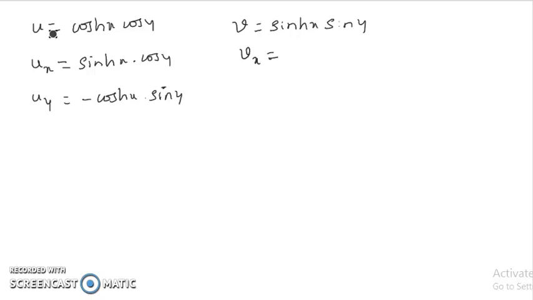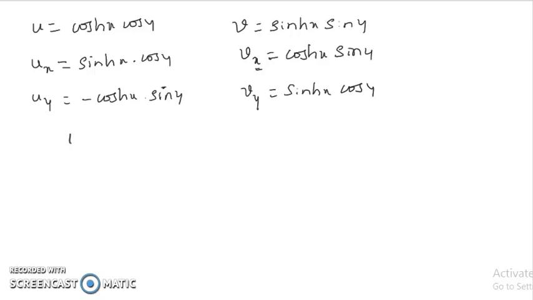Okay, so with respect to x, the differentiation of sinh x is cosh x. Sin y we have to keep as it is, because we are differentiating with respect to x here. And again, v with respect to y means sinh x I have to keep as it is, and sin y differentiated with respect to y is cos y.